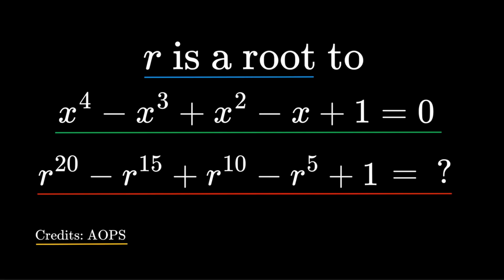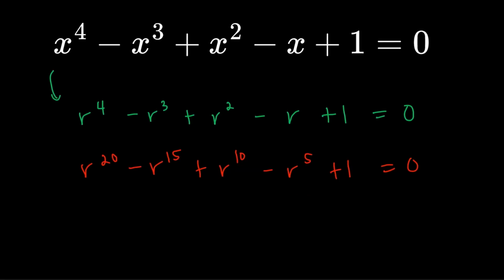As usual, pause this video if you'd like to give this item a try. But if you're done, let us dive into the solution. Now, we've seen some of these questions before on the channel, and we're just going to do some algebraic manipulation. Since r is a root to the quartic equation, we can substitute r in, and we get r to the fourth minus r cubed plus r squared minus r plus 1 equal to 0, and find a way to manipulate the green expression into something that we could use in the red term.